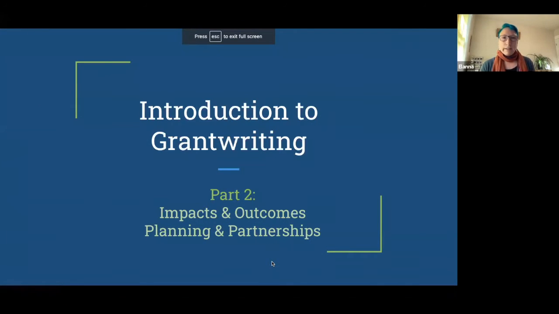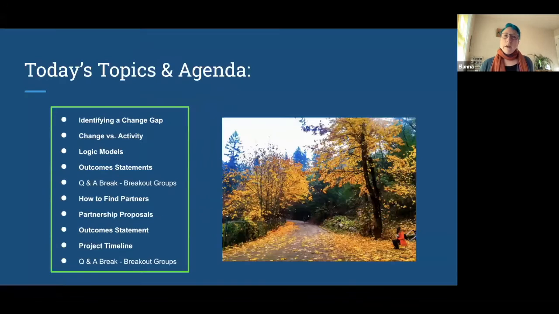Okay, so introduction to grant writing part 2, impacts and outcomes, planning and partnerships. What we're going to talk about today is identifying a change gap, change versus activity, logic models, outcome statements. Then we'll have a little break, we'll have some activities to talk about, and we'll hop back in with how to find partners, partnership proposals, outcome statement, project timeline, and a final question and answer and a couple of activities.